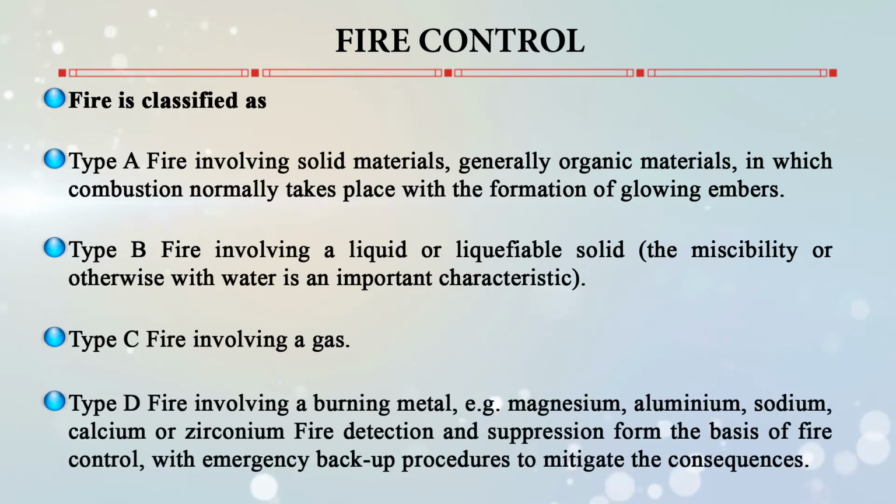Type D fire involves a burning metal, for example magnesium, aluminium, sodium, calcium or zirconium. Fire detection and suppression form the basis of fire control, with emergency backup procedures also to mitigate the consequences. Now we will see what types of fire extinguishing materials there are.